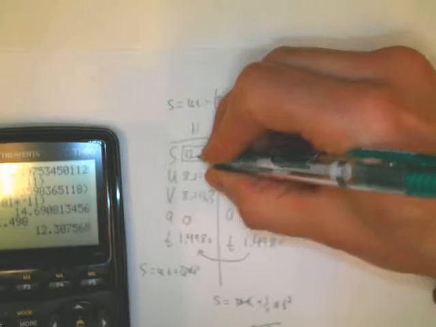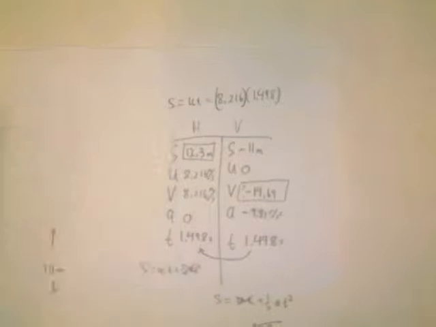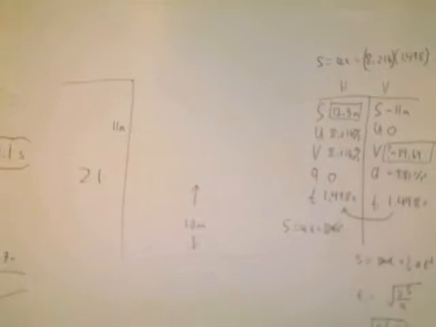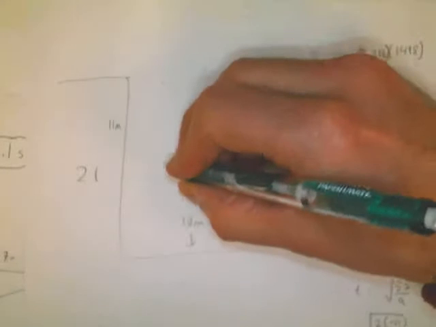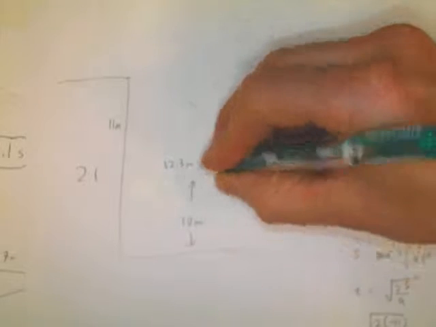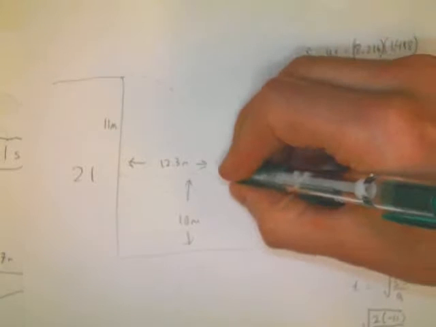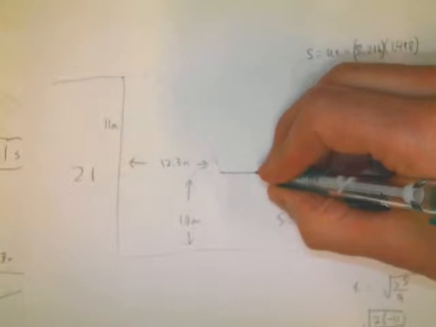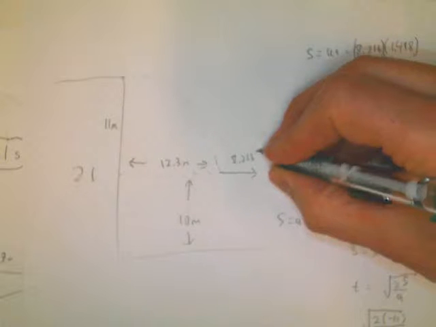And now we know everything. We wanted to know the velocity and position. We now know the position. That we are out here 12.3 meters. We are moving over at this instant in time 8.216 meters per second and down 14.69 meters per second.